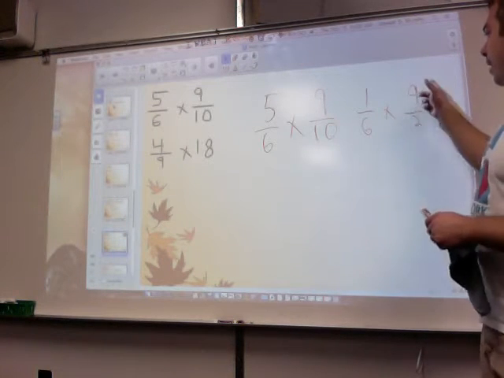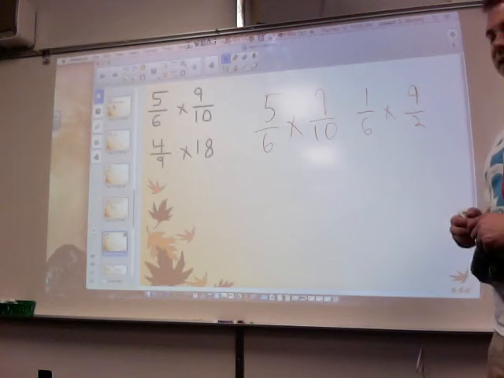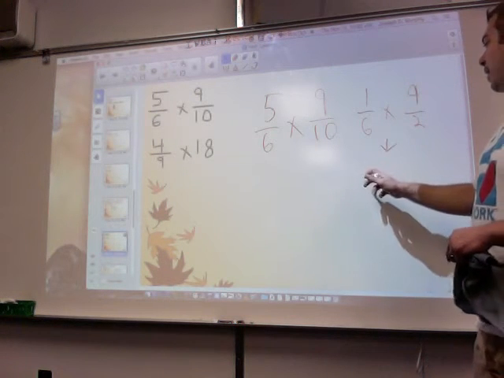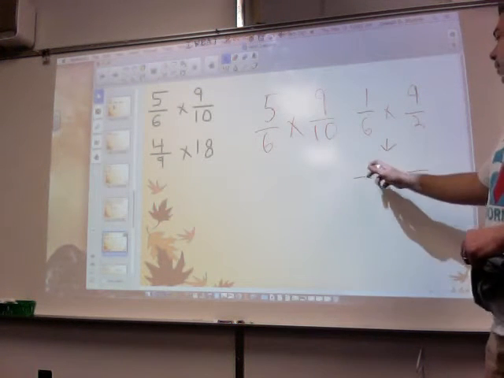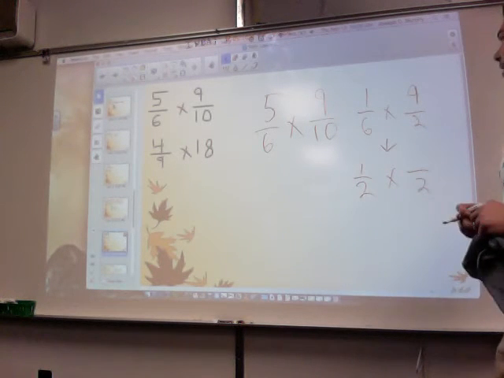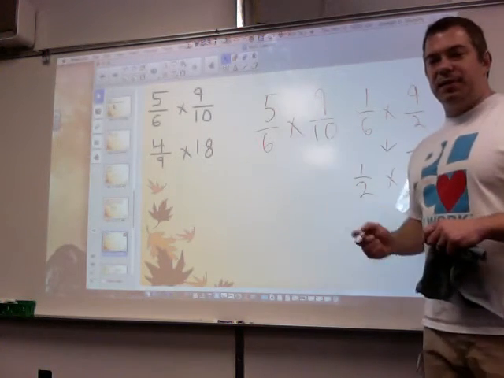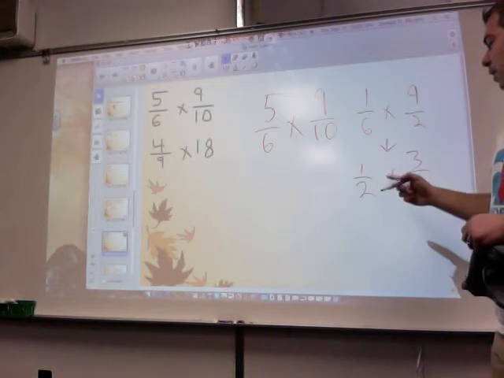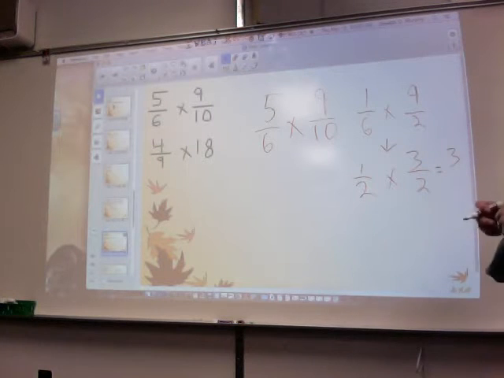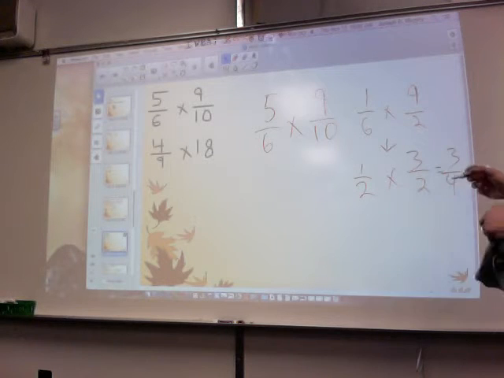But wait, look at here. I also have more common factors. 6 and 9 have a common factor of 3. So I'm going to rewrite it below. They both can be divided by 3. So 6 divided by 3 equals 2. And 9 divided by 3 equals 3. So now instead of doing 5/9 times 6/10, I have 1/2 times 3/2. And 1 times 3 equals 3. And 2 times 2 equals 4. And now I'm done. My answer is 3/4.